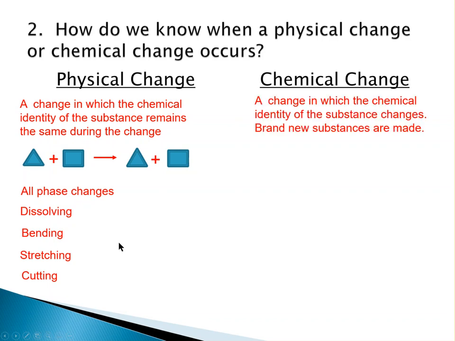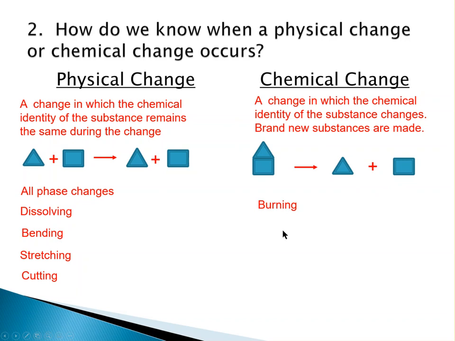Now, a chemical change is one in which the identity of the substance changes. In other words, brand new substances are made. So, for example, I could have a molecule of square triangle. After the change, I have individual atoms of square and triangle. Remember, atoms will have different properties than the compounds that they make.